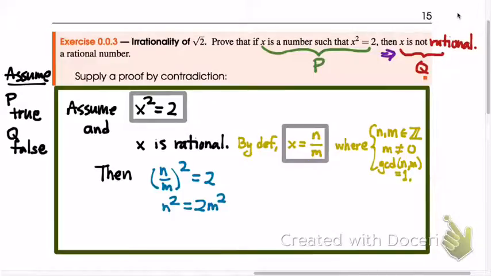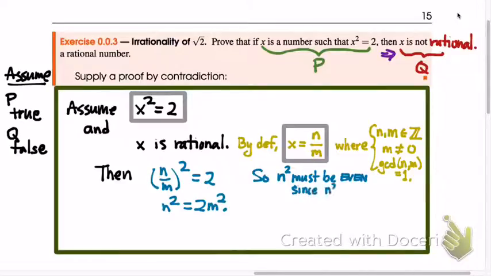This is where the number theoretic thinking comes in. So if n squared is equal to 2m squared, what does that tell us about n? What kind of a number must n be? Why? Because it's 2 times m. Yeah. n must be even because we can see from this equation that n squared must be even. Because according to this equation, it's equal to 2 times another integer, right? It's equal to 2 times m squared.